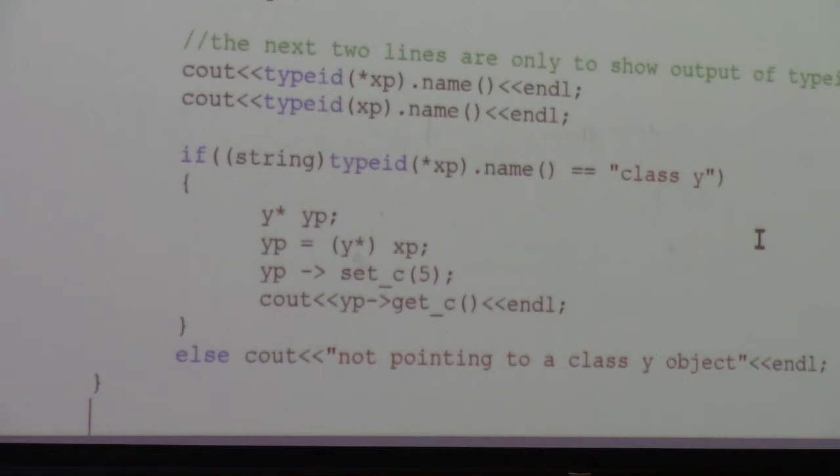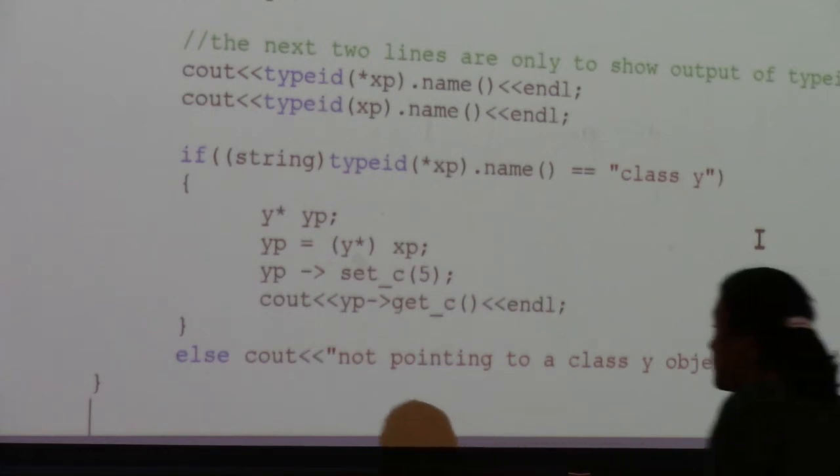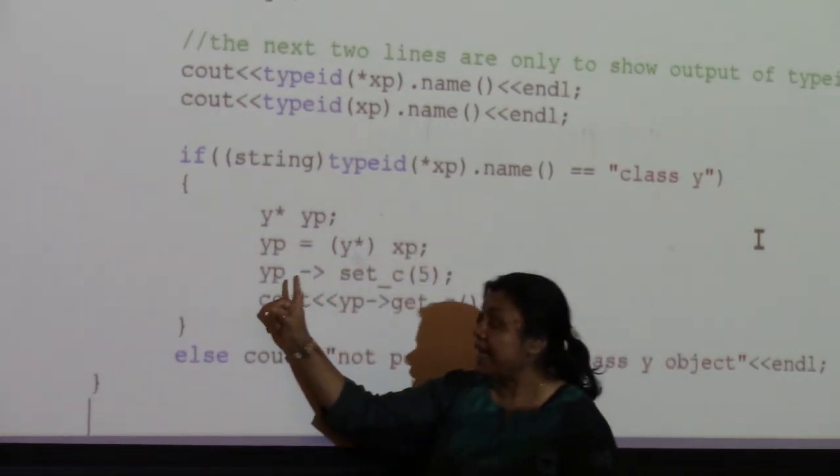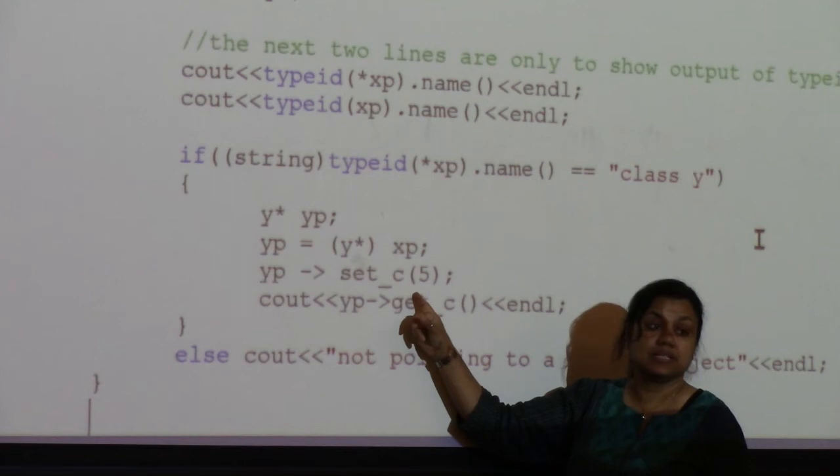But prior to that, xp is also okay. xp is pointing to y1. You are right, but xp cannot call setC. So that is why we are creating yp, making it point to the same place that xp was pointing to, and then using yp to call setC.